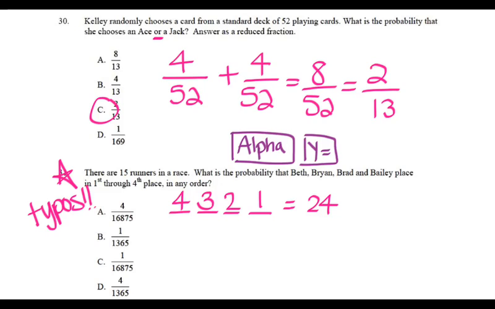Now it asks for the probability. So we need to know the total number of ways that people can get first through fourth place. That is a combination. So that's going to be 15 choose 4. So out of the 15 people, we're choosing the 4 people that are going to be in first through fourth.